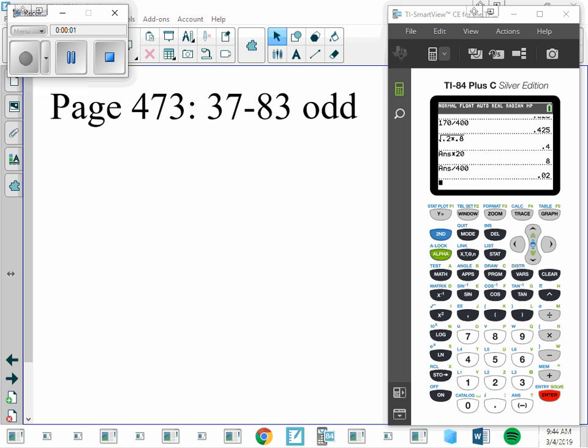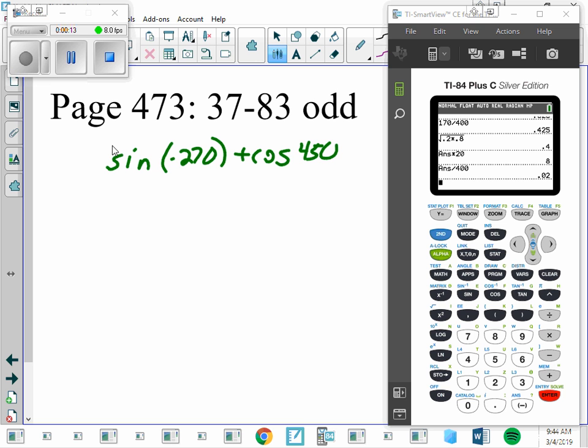All right, take a look at number 38. 38 says, what is the sine of negative 270 plus the cosine of 450? Well, I don't like either of those angles. What is a different way to write negative 270? I could take negative 270, add 360 to it, and I get 90.